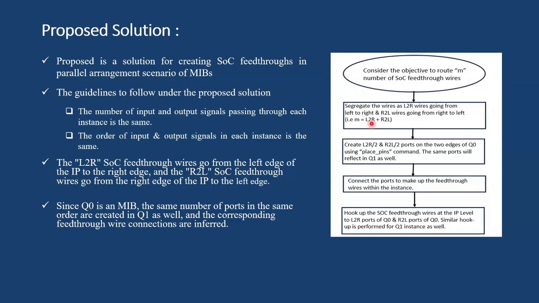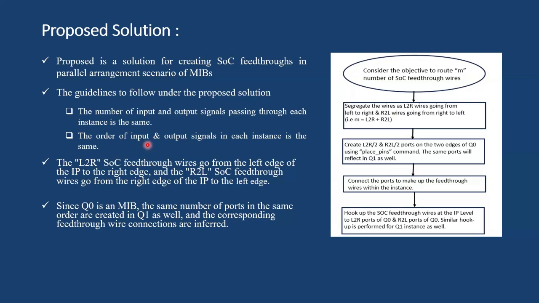L2R represents the signals which are going from left to right, and R2L represents the signals which are going from right to left over that IP. The main important guideline for the proposed solution is that we need to make sure the number of input and output signals passing through each instance are the same. When we say that, the SoC signals which you are planning to route over these IPs which have MIBs need to have an equal number of input and output signals going over each instance of MIB. And the order of input and output signals in these instances will be the same as per the physical perspective.